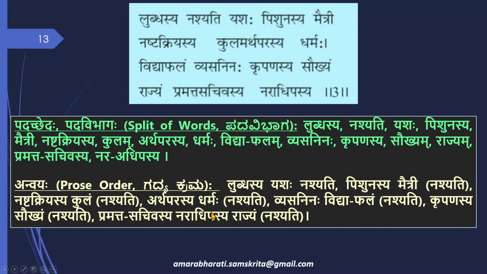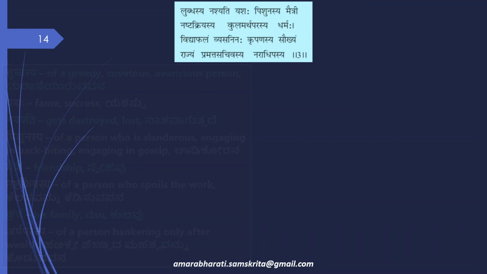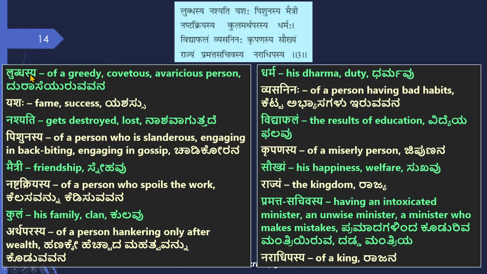Anvaya or the prose order is Lubdhasya yashaha nashyati pishunasya maitri nashyati nashtakriyasya kulam nashyati arthaparasya dharmaha nashyati vyasaninaha vidya nashyati kripanasya saukhyam nashyati pramatta sachivasya naradhipasya rajyam nashyati. So we look at the pratipadartha, the individual words, the meanings of the individual words.